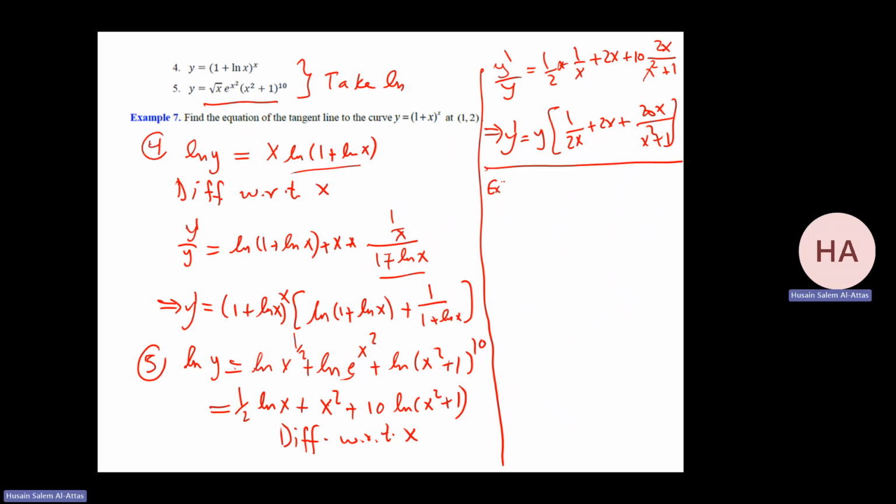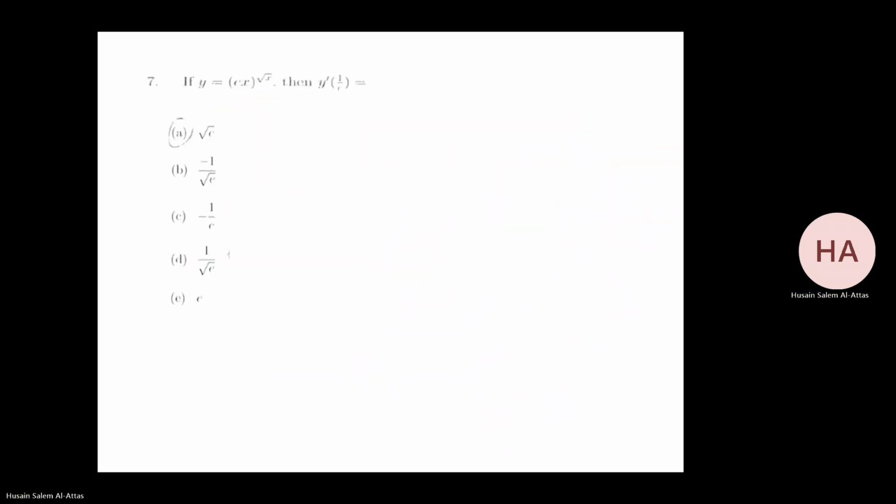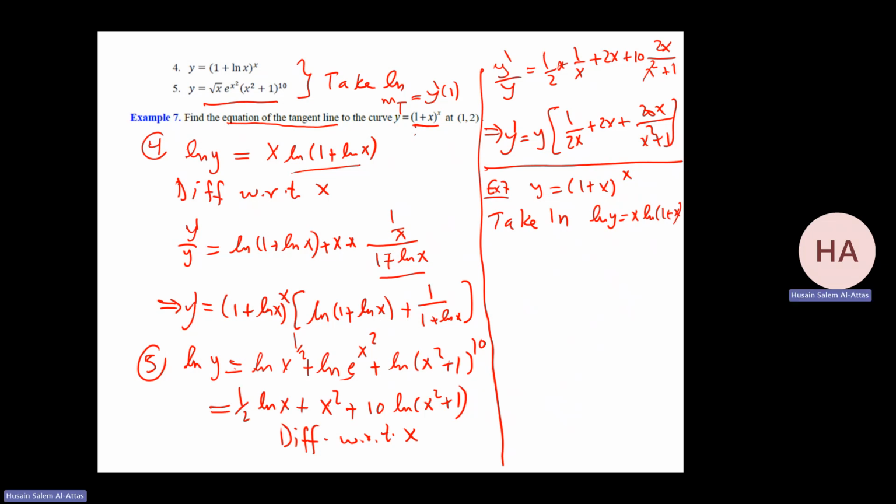Now this example 7. I need to find the equation of the tangent line. So I need the slope, which will be y prime at 1. So I need to find the derivative. To find the derivative, I need logarithmic differentiation. So take ln. You get ln y equals x ln(1 plus x). Okay, differentiate with respect to x.